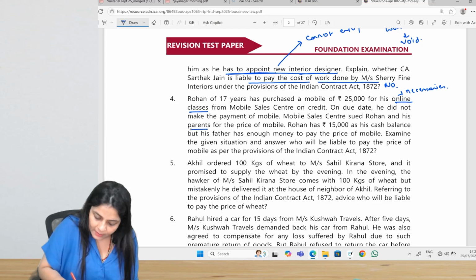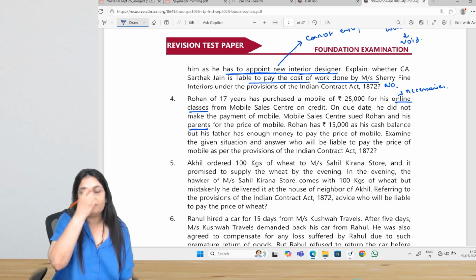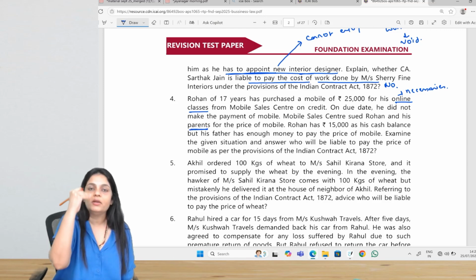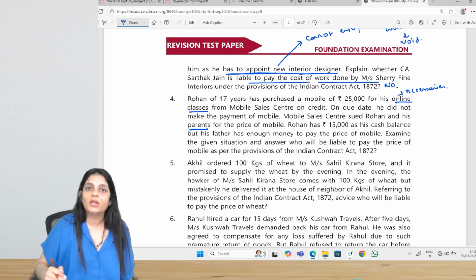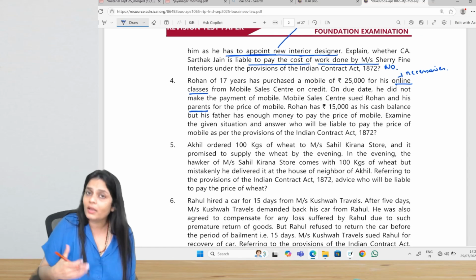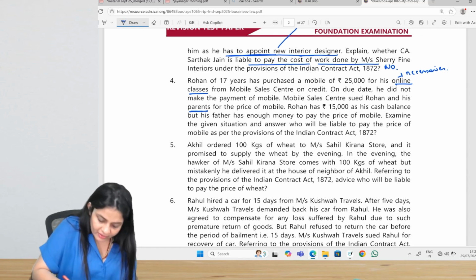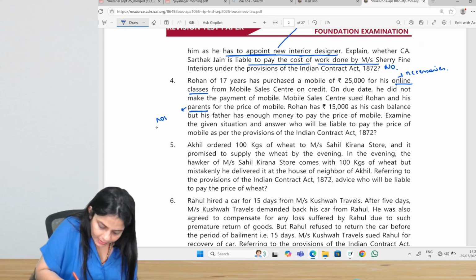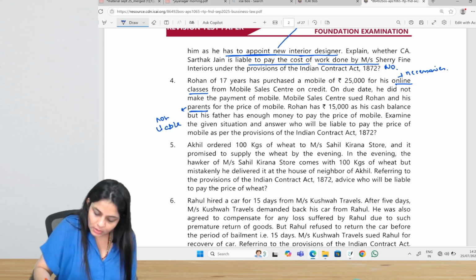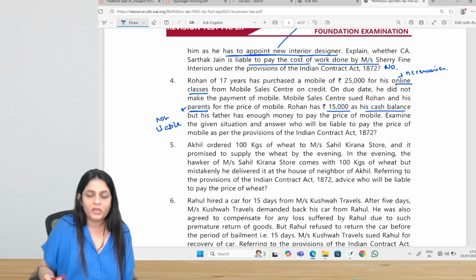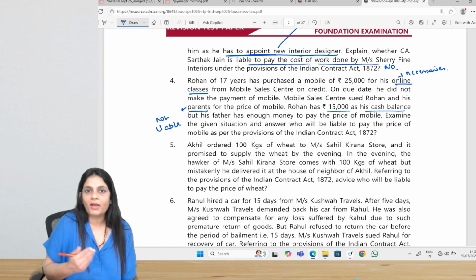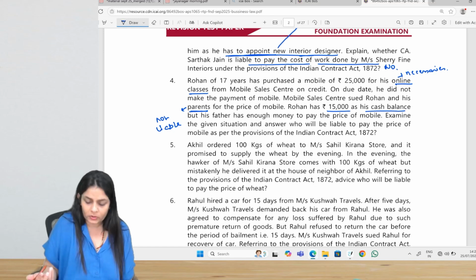Parents, are they liable? The parents are only liable for the act for which the minor acts as an agent and they have given an authority. Here, nothing is given about the authority. So, are the parents liable? No, parents are not liable. Rohan has 15,000 as his cash balance, but his father has enough money to pay the price of the mobile. Doesn't matter, even if his father has the money, he's not liable to pay.